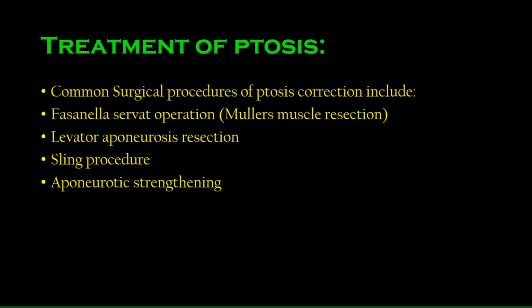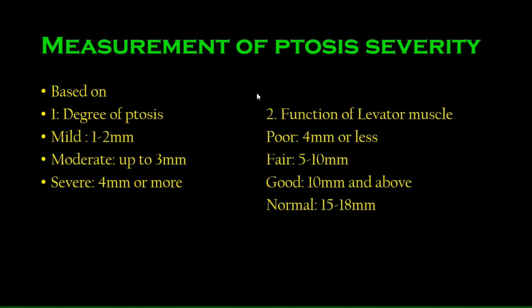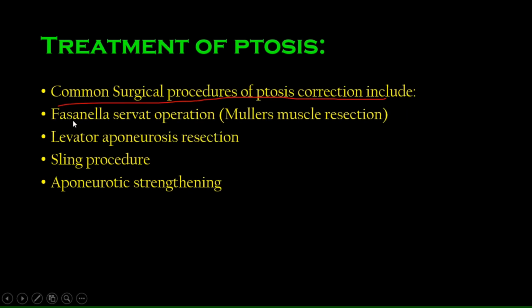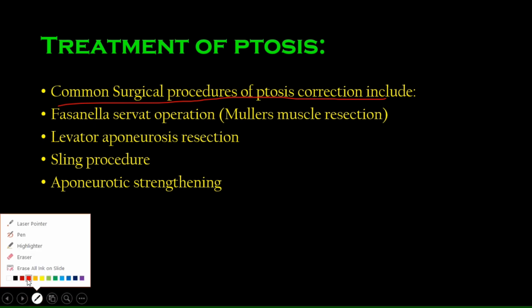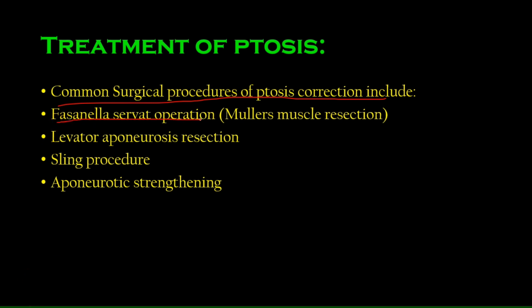Treatment of ptosis includes surgical procedures, right? And once again, surgical procedures are almost impossible to just draw on the blackboard, so you have to use some of your imagination, and you have to go and watch some surgeries on YouTube. I can't provide them here because of copyright restrictions, but you can just Google them, okay? For now, let's just remember their names: the Fasanella-Servat operation, the levator aponeurosis resection, the sling procedure, aponeurotic strengthening.